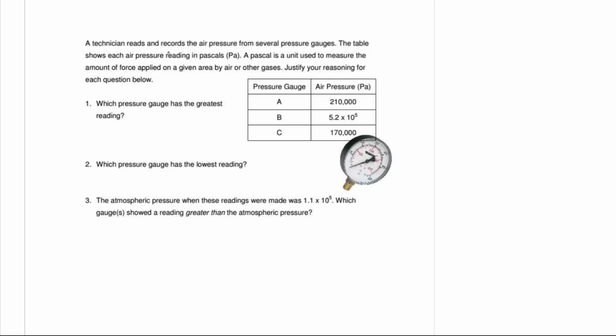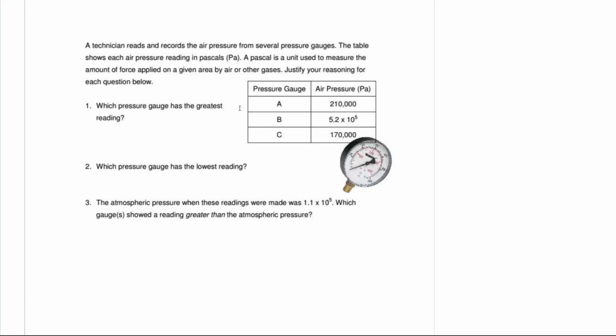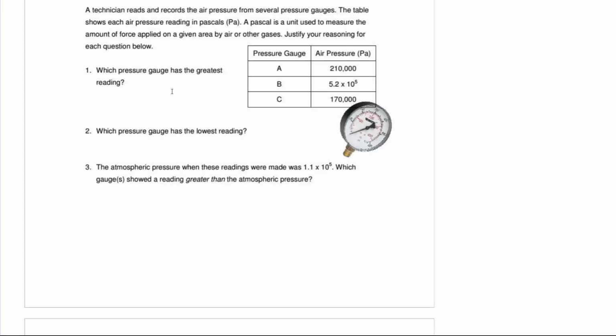A technician reads and records the air pressure from several pressure gauges. The table shows each pressure reading in pascals. That's abbreviated Pa. Pascal is the unit used to measure the amount of force applied on a given area by air or other gases. So it's a measurement of pressure. Justify your reasoning for each question.